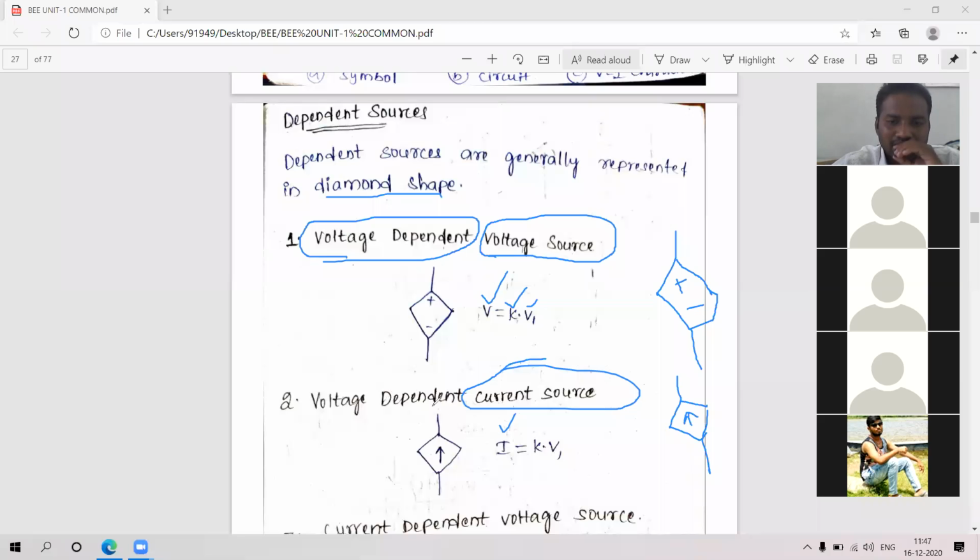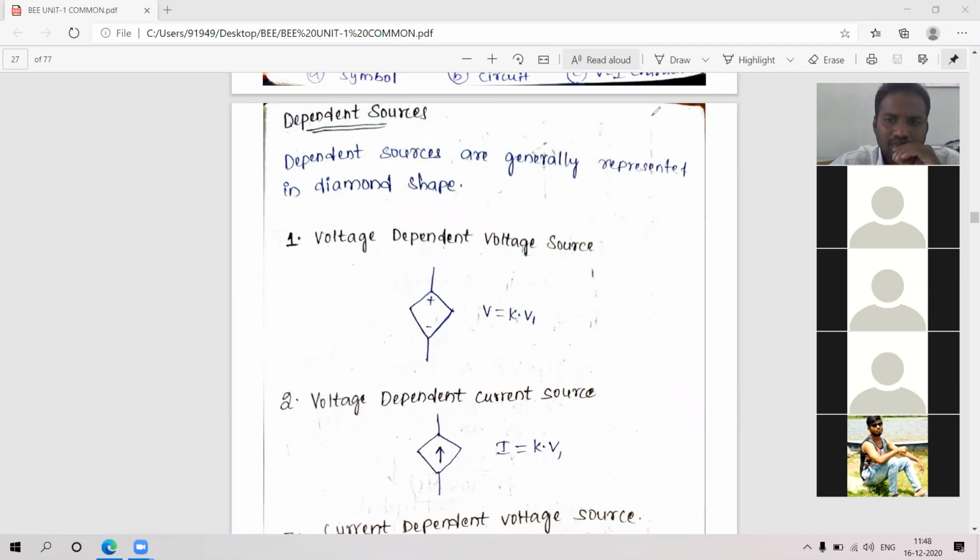Always when it is dependent, you just multiply with K, and for the dependent value, whatever the previous value is there, you write down that one. The second one is depending upon voltage V1. Here also it is depending upon voltage, that is V1, KV1. But what is the source in the first case? Voltage source. In the second case, current source. Current source you indicate with an arrow mark.